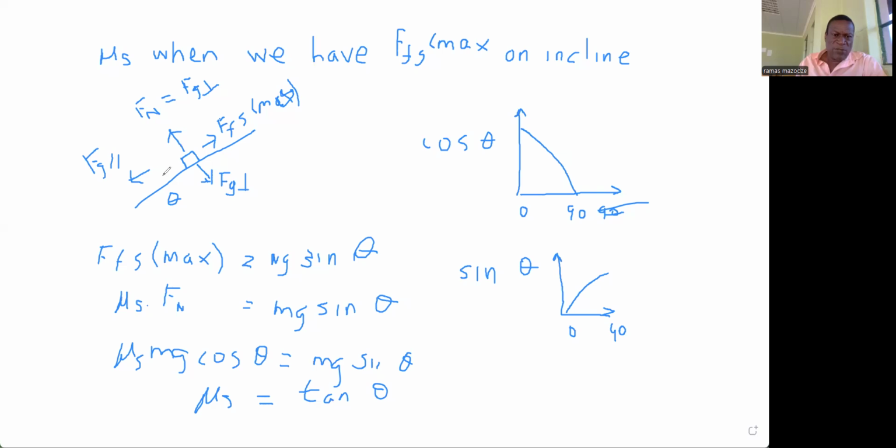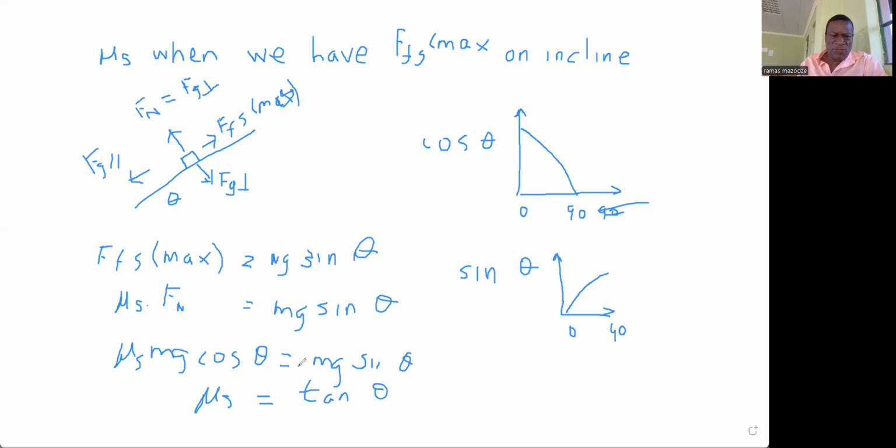So all we need to do is make an equation to show that they are equal, which is F_s max is equal to mg sine theta, where theta is the angle of inclination. From the formula, F_s max is mu s times the normal force, so that is equal to mg sine theta. And then remember on the incline, your normal force is equal to F_g perpendicular, the perpendicular component of gravity, which is mg cos theta. So mu s times mg cos theta is equal to mg sine theta.